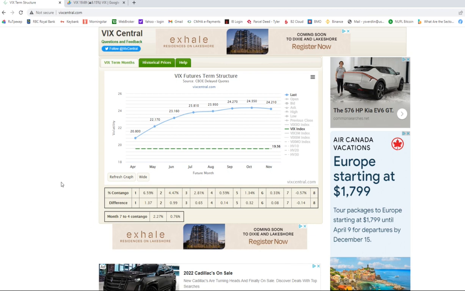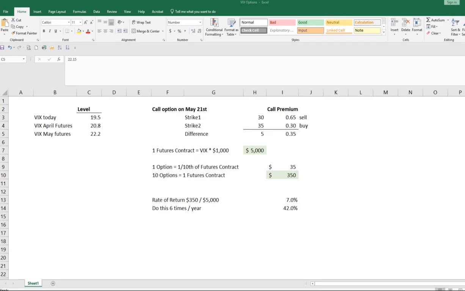But how do we make money when VIX is 20? 20 is not enough, it's not 30, it's not 35, it's not safe to short it yet, and in the meanwhile I'd like to make some money. So to repeat, VIX today is roughly 19.50, April futures 20.8, May futures 22.2. I'd like to play with May. It's 2 months away, there's plenty of time, it's not going to be as volatile, and yet it's even higher.